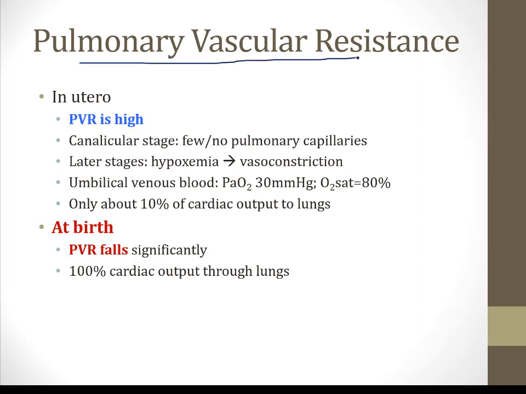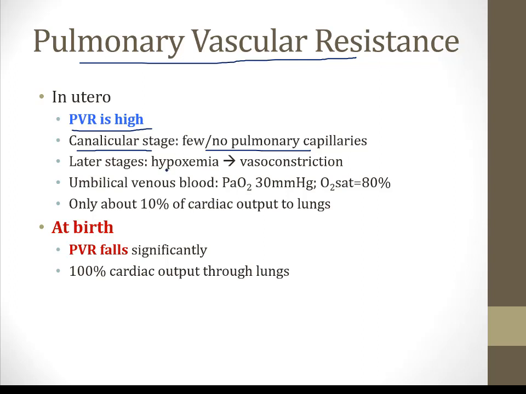I'll finish with this slide and talk about pulmonary vascular resistance in utero and after birth. This is something that I talk about in great detail in the cardiac embryology videos because it has a lot to do with the changes in blood flow at birth. But here I want to point out a couple of tie-ins with pulmonary embryology. So in utero, the pulmonary vascular resistance in the baby is very high. One of the reasons for this is because, as we've just discussed, up and through the canalicular stage, there are few or no pulmonary capillaries. So obviously the resistance to blood flow through the lungs is going to be very high.